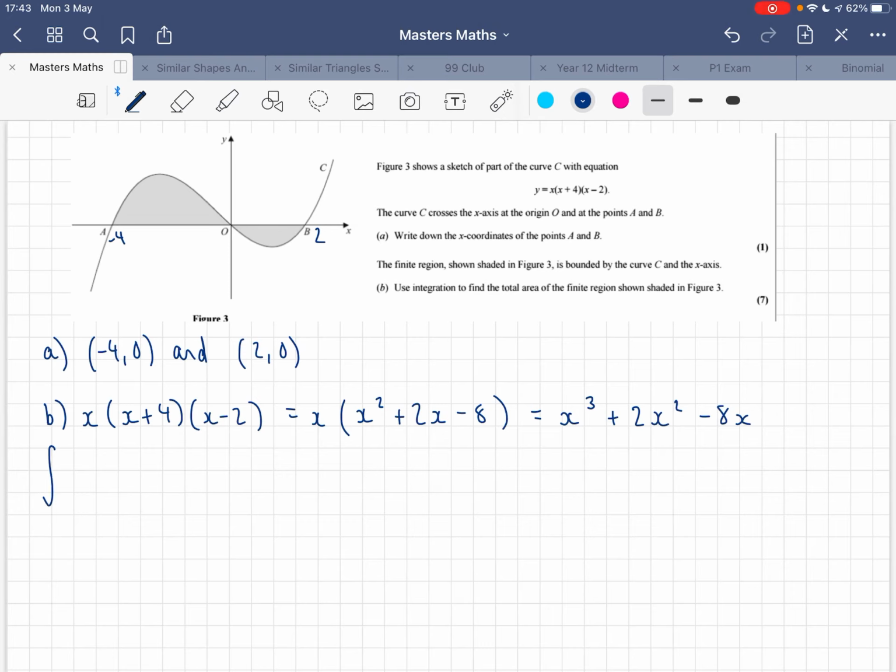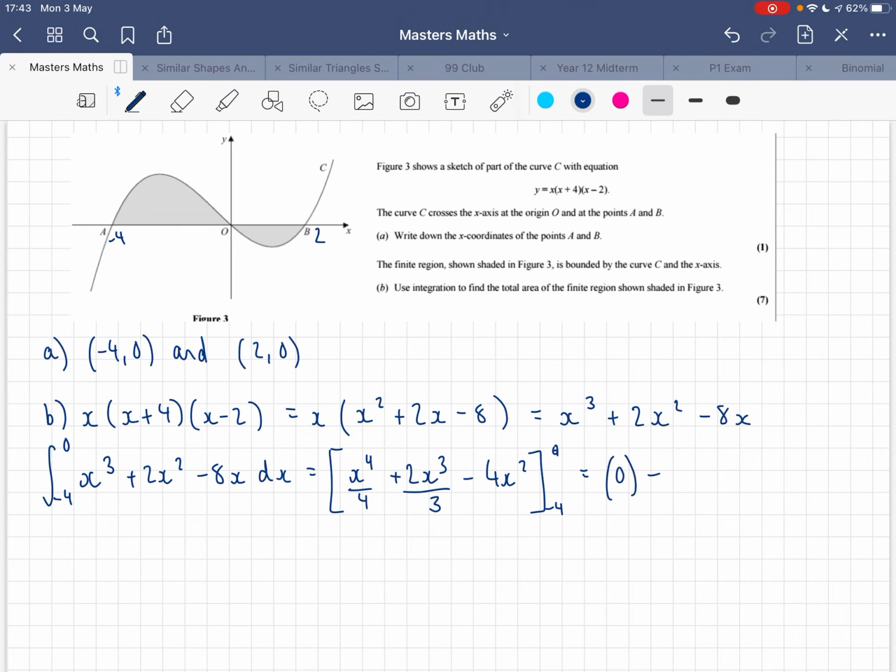And then I'm going to integrate. So I'm integrating between, I'm going to do 0 and minus 4 first. x cubed plus 2x squared minus 8x dx gives me x to the power of 4 over 4 plus 2x cubed over 3 minus 4x squared, between 0 and minus 4.